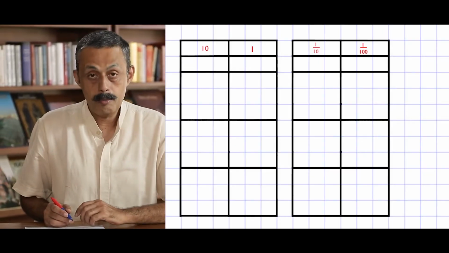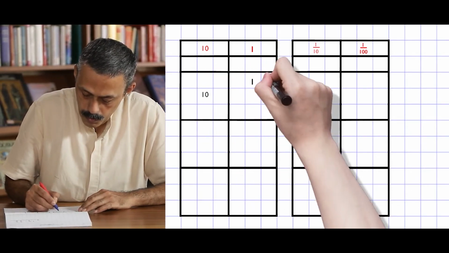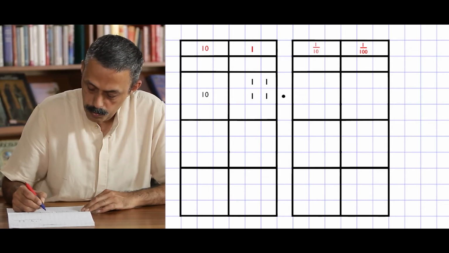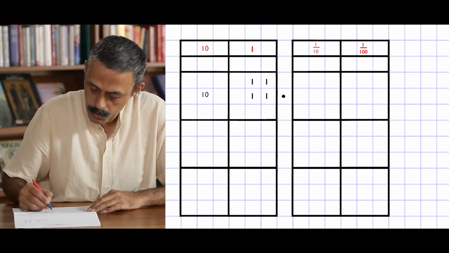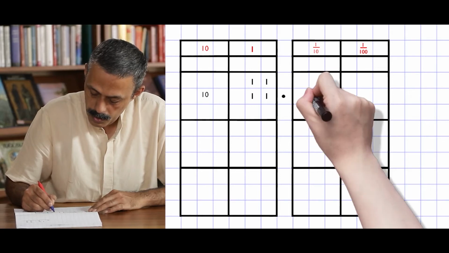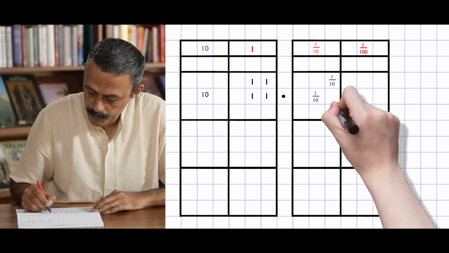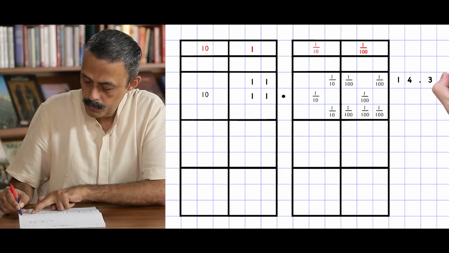Here we have 14, that is 1 ten, 4 units, and 3, 6. We don't say 36, it is 14.36. 3 is in the 1/10th place. So 3 of 1/10ths and 100ths, we have 6 of them. This is 14.36.